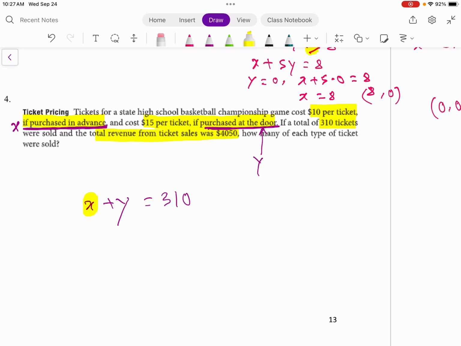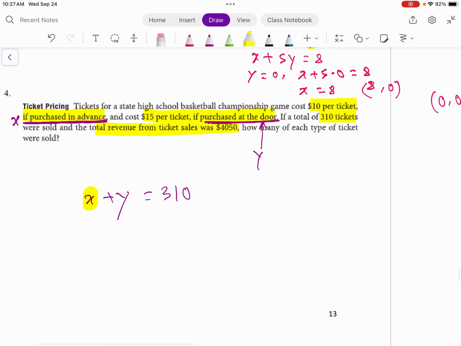But we have X as a representation here. So the cost of purchasing X tickets in advance is 10x. Now, in a similar way, what is the cost of purchasing Y number of tickets? Y is the tickets purchased at the door, and the cost of that is $15 per ticket. So the cost of purchasing Y tickets is 15y.